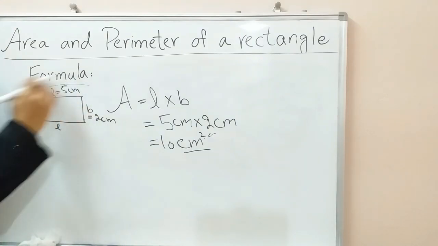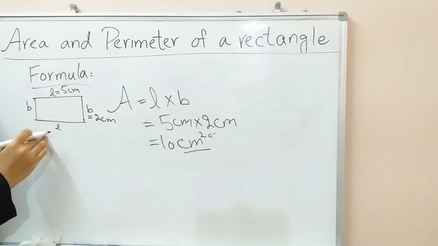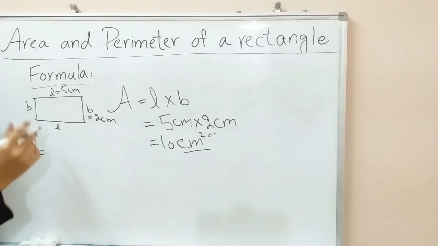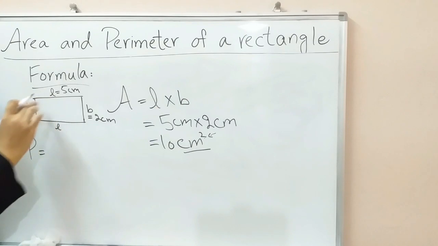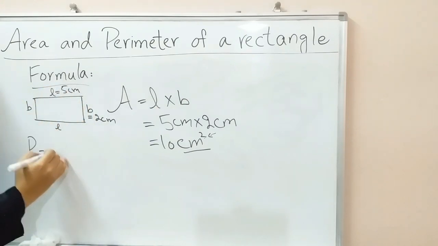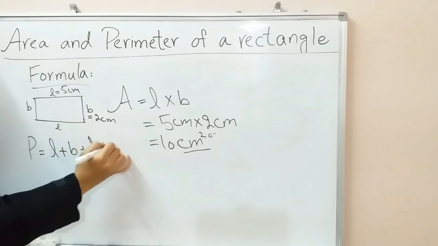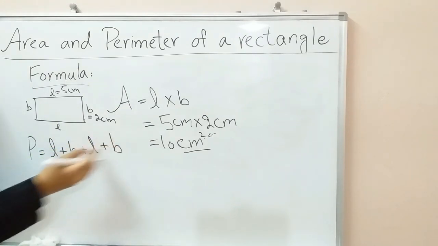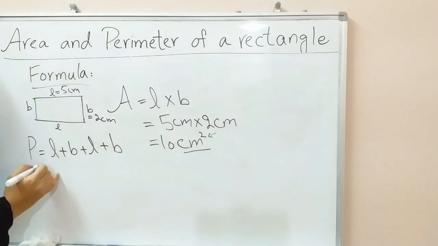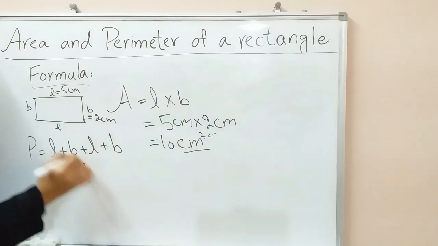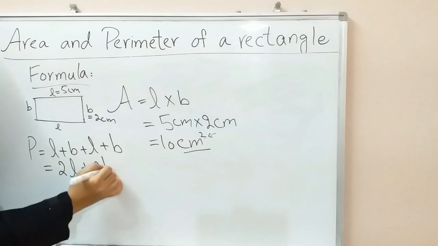Again, I am considering this rectangle and I want to find its perimeter. So what will be the perimeter? As I have explained to you, the perimeter is the sum of all the sides of a shape. And if I sum up all these sides like L plus B plus L plus B, I have two lengths, meaning L plus L, it will be 2L, and B plus B, it will be 2B.